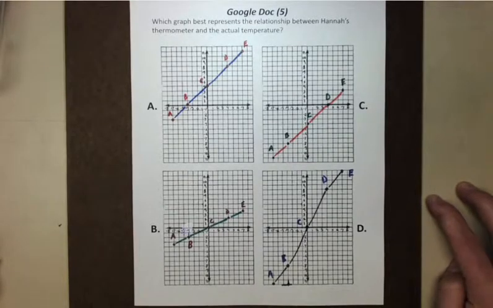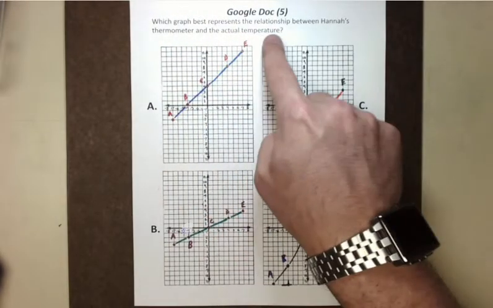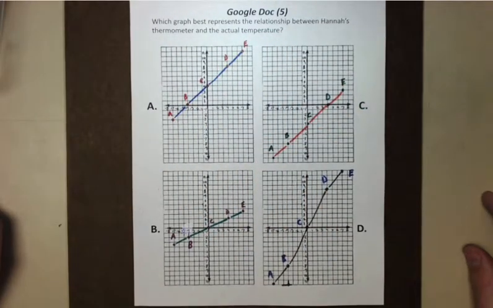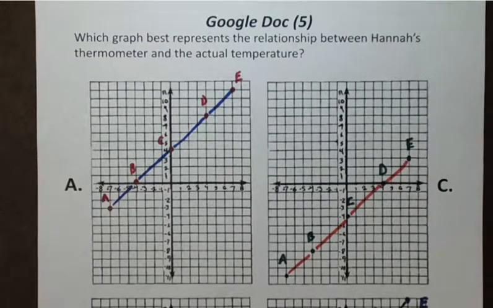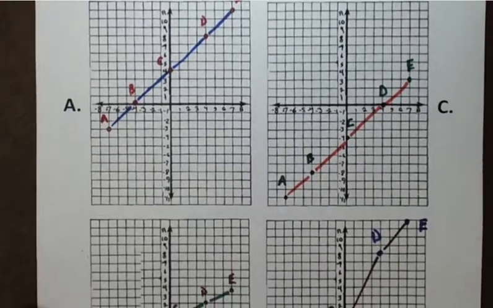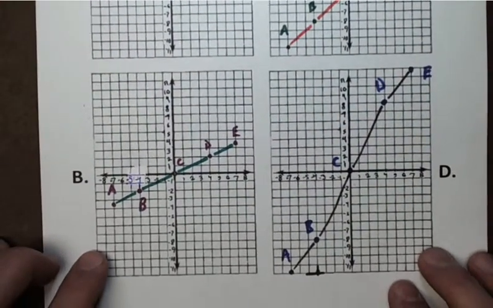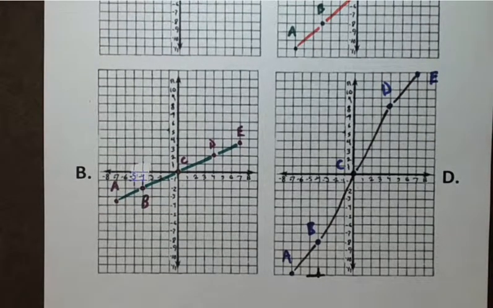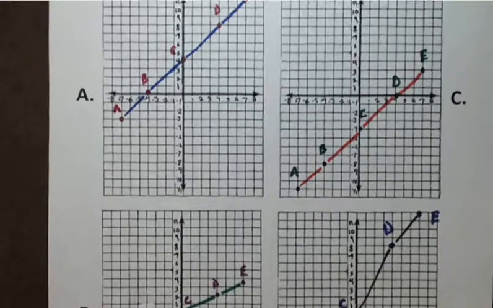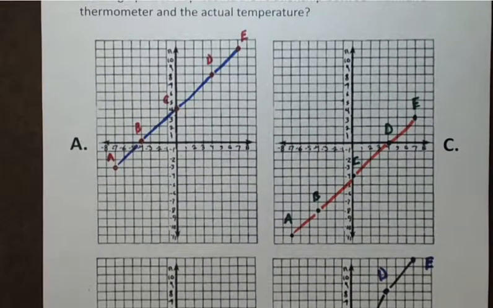Alright, here's Google Doc question number 5. What I'll do, go ahead and read the question, and then I'll zoom in on each of the 4 graphs so you can see it. Alright, here's choice A and choice C right here. And here is choice B and D right here. And choose which one matches your graph. BD, AC.